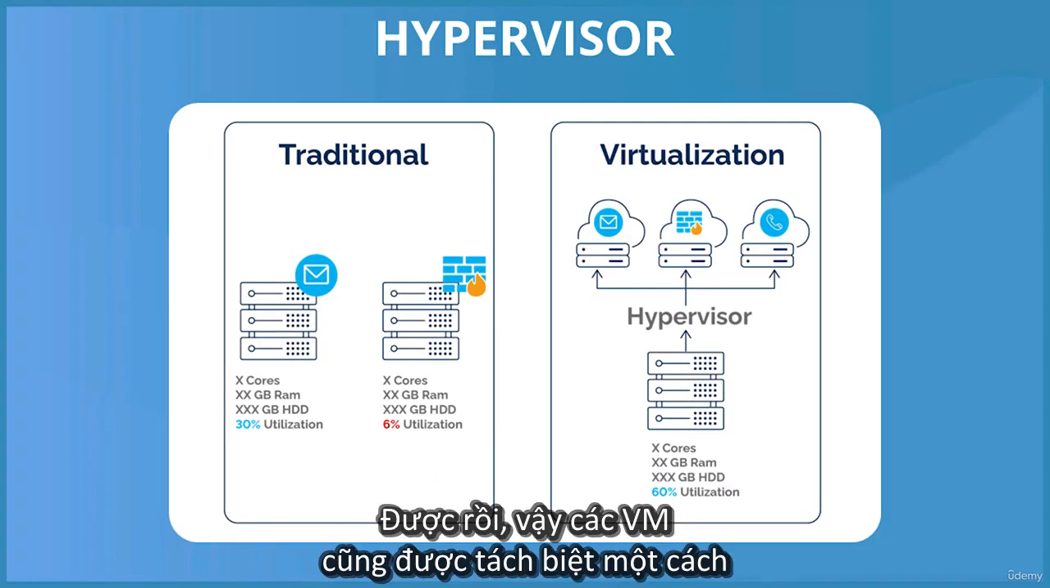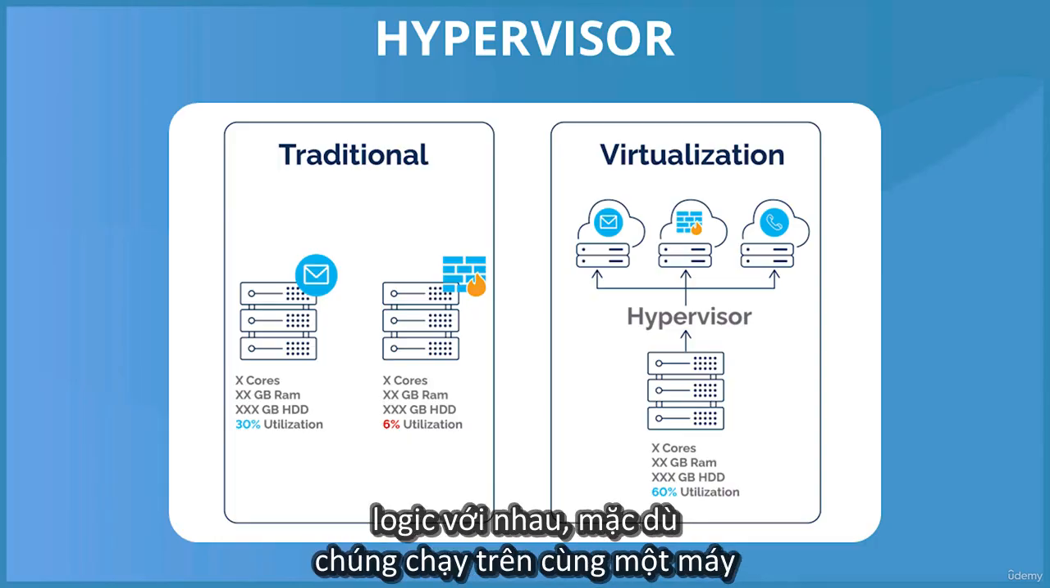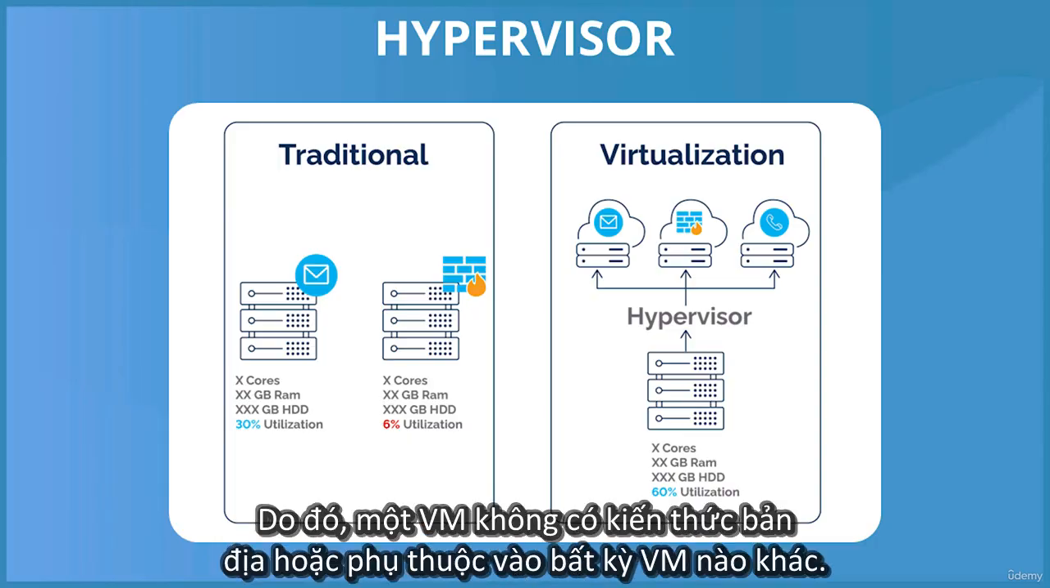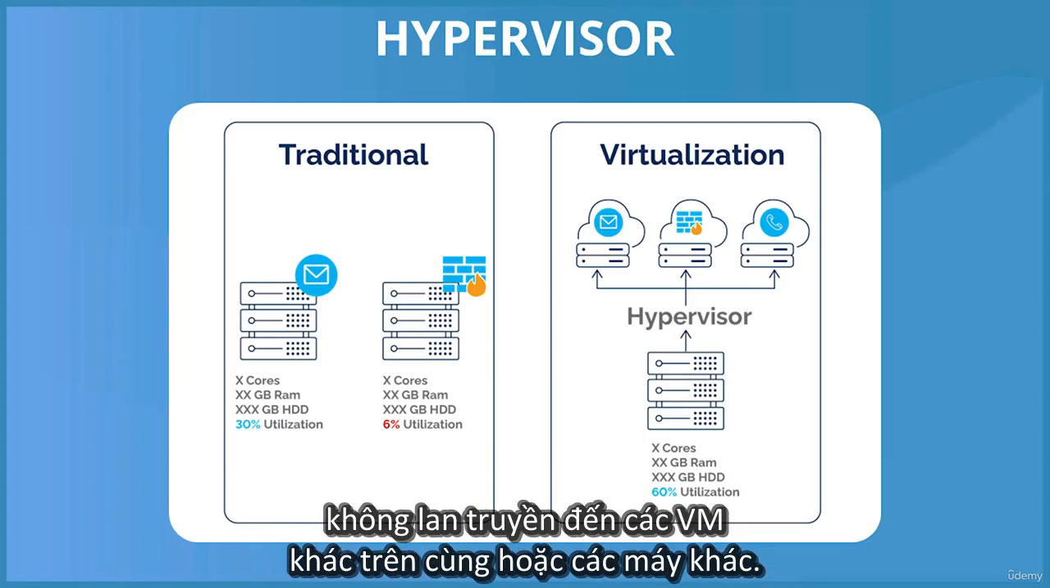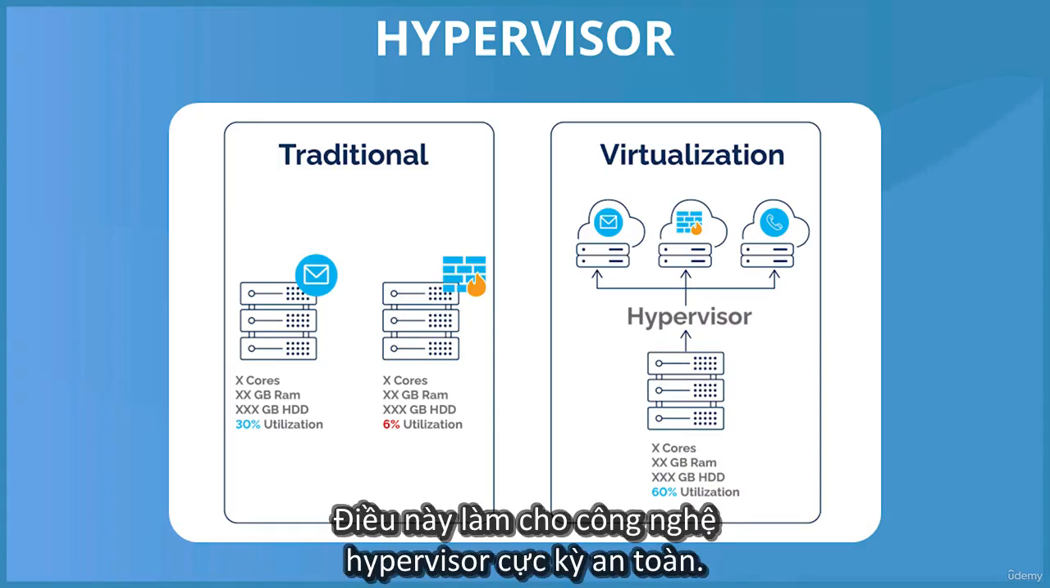Okay, so VMs are also logically isolated from each other, even though they run on the same physical machine. So in effect, a VM has no native knowledge or dependence on any other VM. An error, crash, or malware attack on one VM doesn't proliferate to other VMs on the same or other machines. This makes hypervisor technology extremely secure.